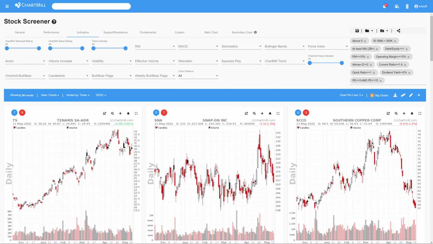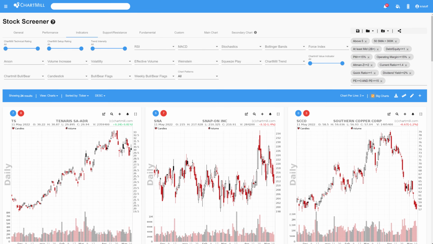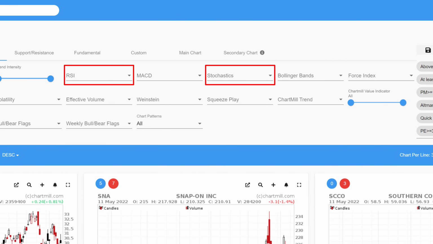To identify stocks that are overbought or oversold based on specific technical indicators, the RSI or stochastics indicators are often used. In ChartMill, you can filter on the basis of the value of the RSI or stochastics. And I will first give an example of an RSI filter.